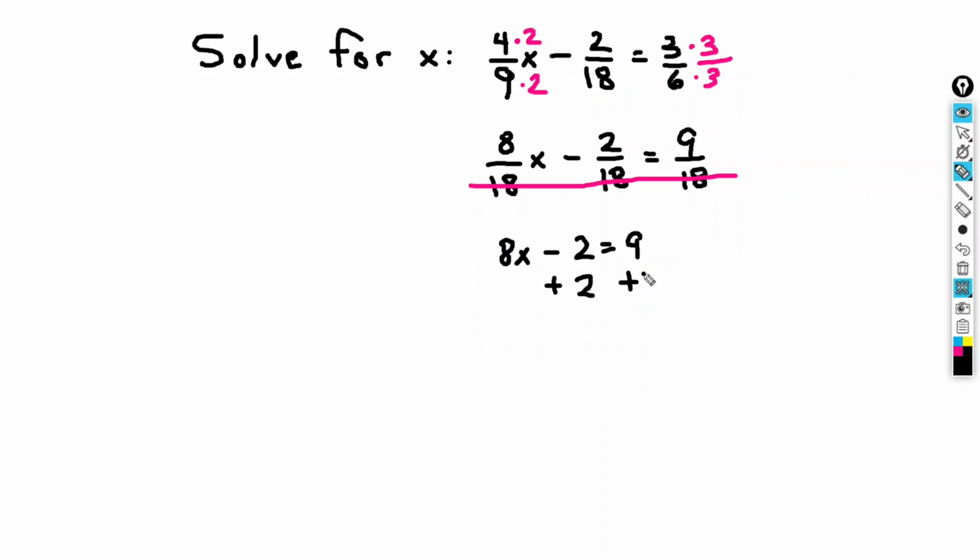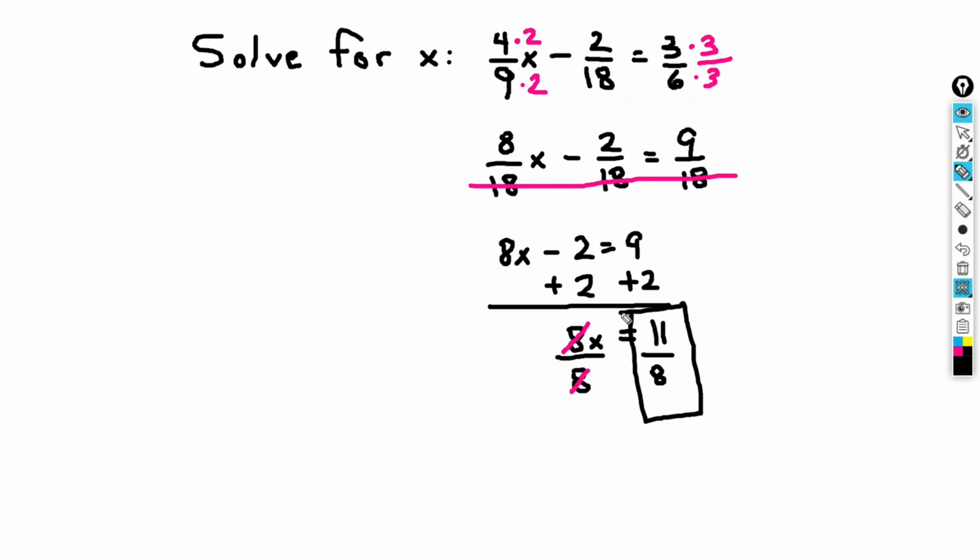So I'll add 2. And I'll get 8x equals 11. I then want to get rid of the multiplication of 8 by x, so I'm going to do the inverse operation of division. So I'll divide both sides by 8. On the left-hand side, the 8's will cancel. And I'm left with x equals 11/8. So my solution is x equals 11/8 for this particular problem.